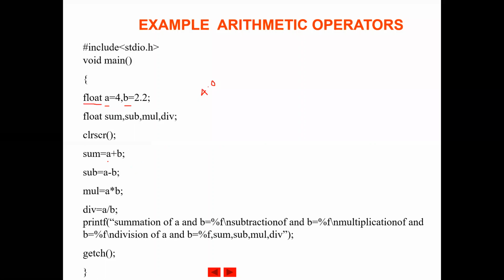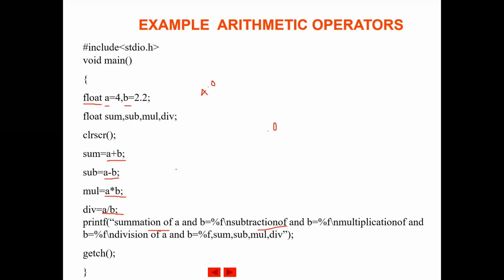Here, what are the arithmetic operators which I have used? A plus B, A minus B, A star B, A by B, that is division. Modulus I have not used, and the corresponding results will be printed. Here I have given percentage f, so it will print all the values with the decimal point. So it will be performing real arithmetic: 4.0 plus 2.2, 4.0 multiplied with 2.2. Like that, all the arithmetic operations will be performed.